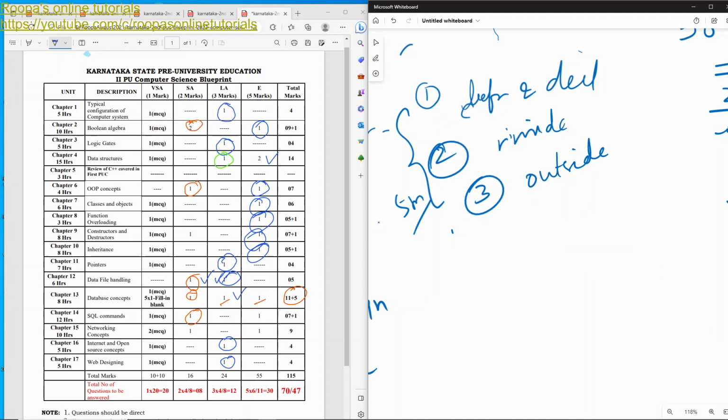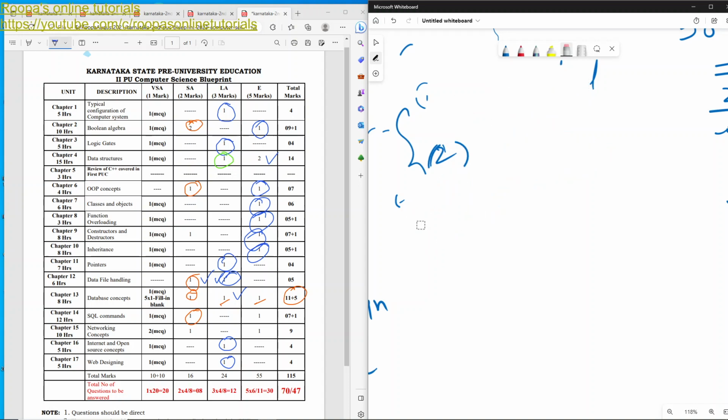See the inheritance chapter. Generally only 2 to 3 questions are there in inheritance. One is what are the advantages of inheritance. Second will be what are the different types of inheritance. Now this question can be asked in 2 ways. What is inheritance? Explain any 2 types.